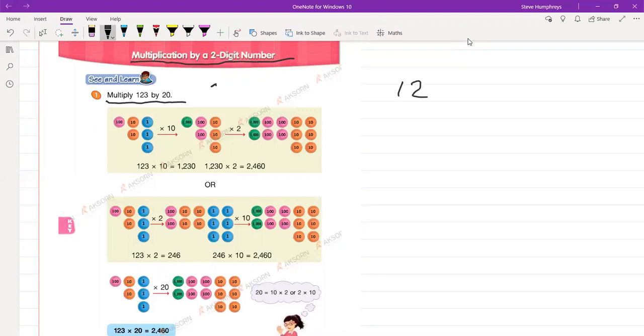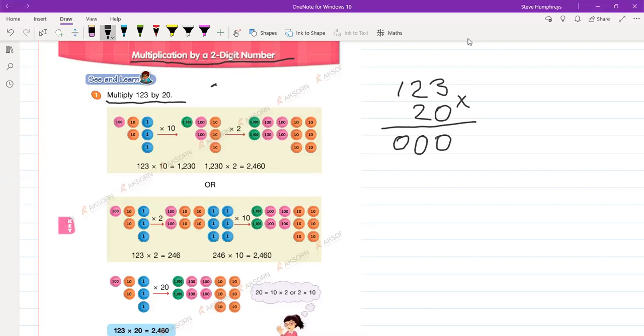Okay, 123 multiply by 20. When you have more than one digit, there are some things we need to do. Okay, let's do the first one. 0 times 3, 0. 0 times 2, 0. 0 times 1 is 0.